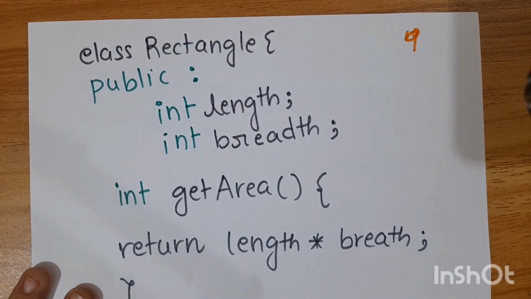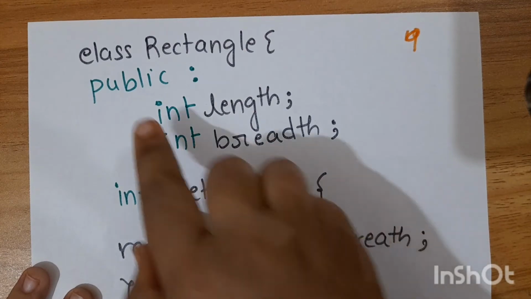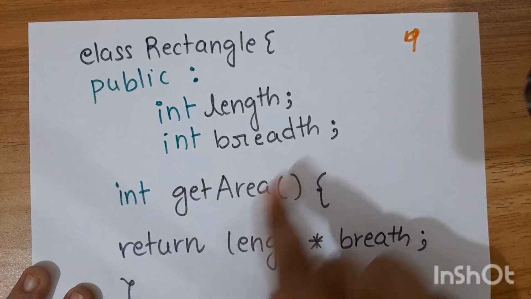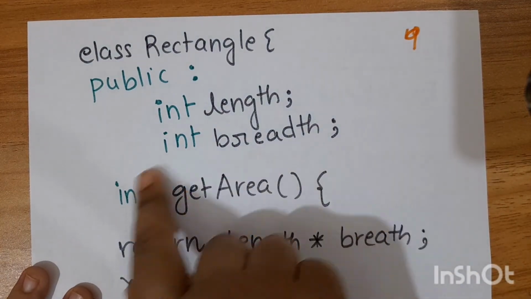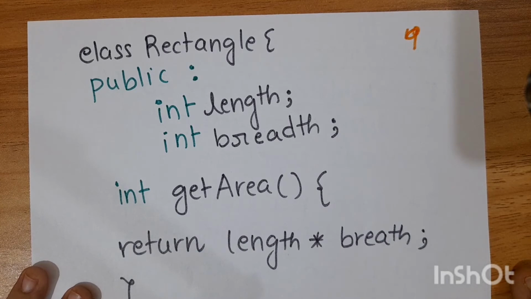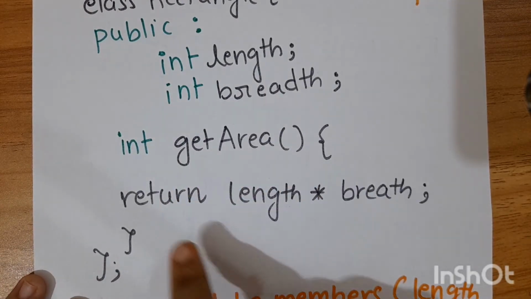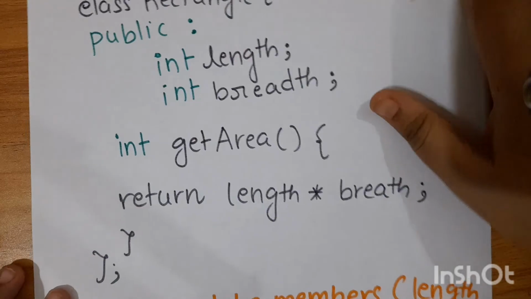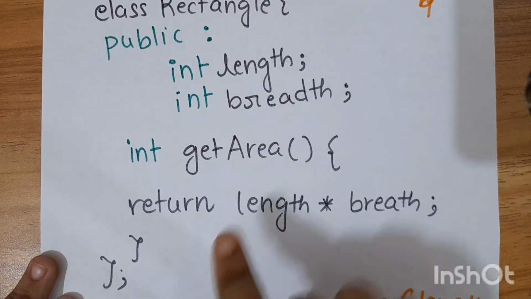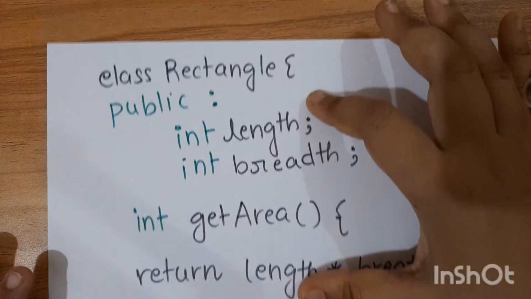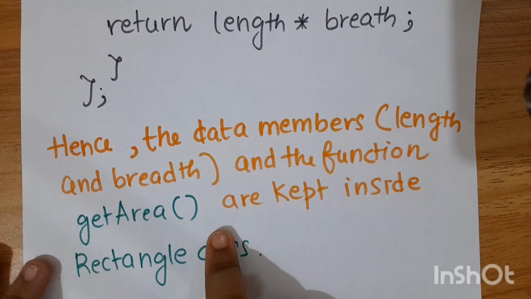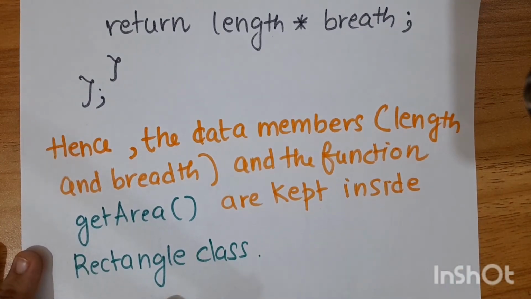Class rectangle is there. In this class rectangle, in public we see two attributes, length and breadth. Integer length, integer breadth. Now there is a function, integer get area. What will get area do? It will return length into breadth, that is the area. So this length and breadth attribute are used by the get area function. So I have put them together. This is called encapsulation. Hence the data members length and breadth and the function get area are kept inside the rectangle class.